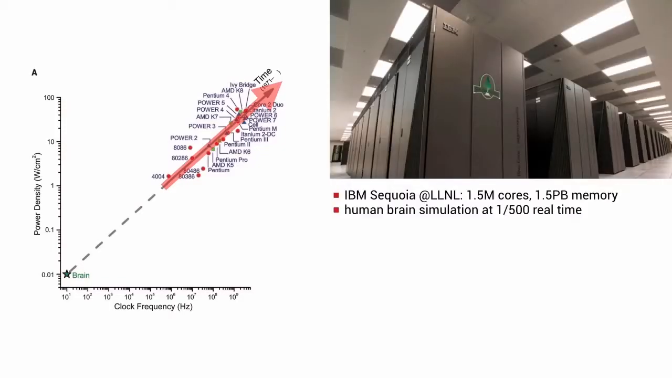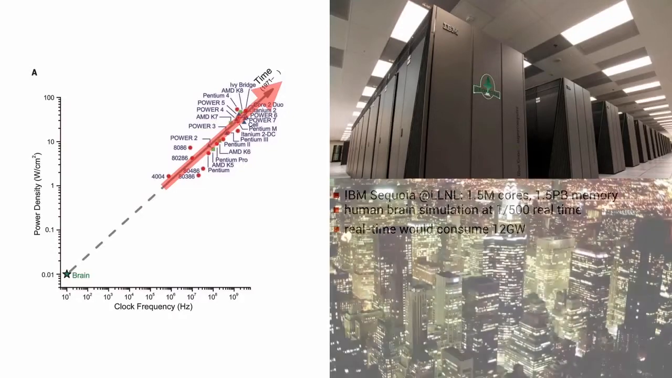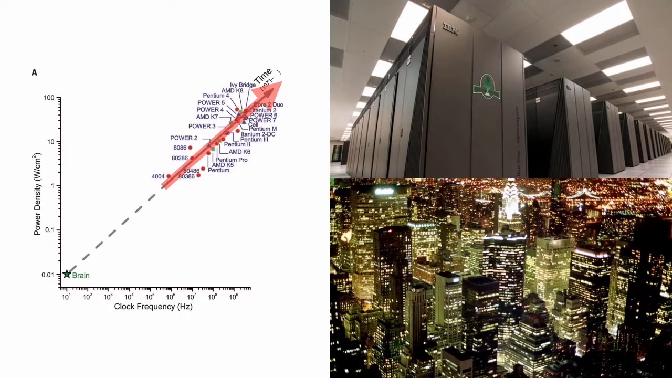Now, it's possible to simulate a human brain on a supercomputer. Apparently these simulations run at something like 1/500th of real time. And if we were to scale those up so that they would operate in real time, the computer would be big and require something like 12 gigawatts of electricity. You could power New York with that much electricity. So clearly, if we're trying to get human-like intelligence in robots, following this traditional approach is going to require computers that are massive, expensive, and consume phenomenal amounts of electricity.